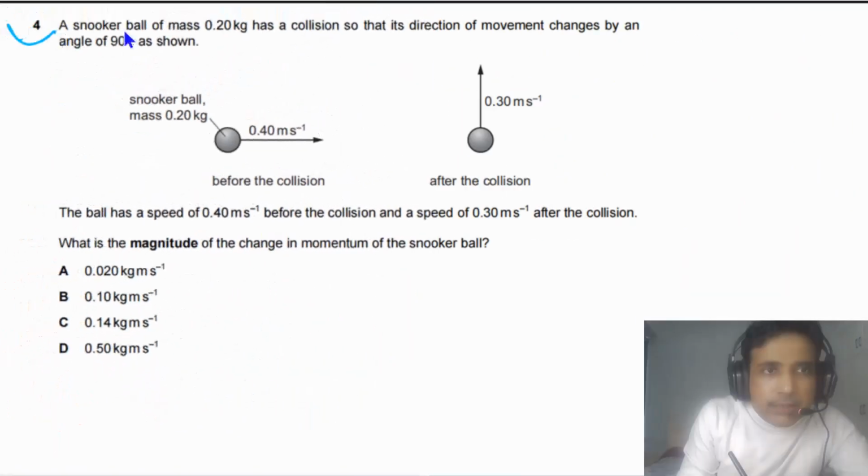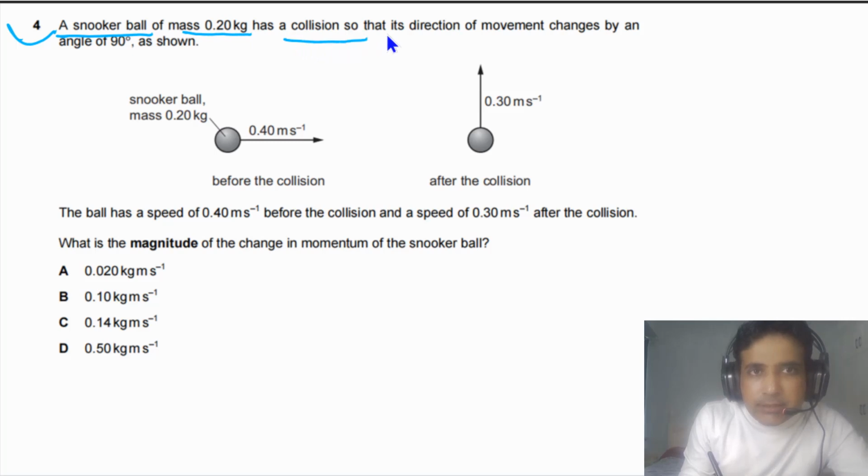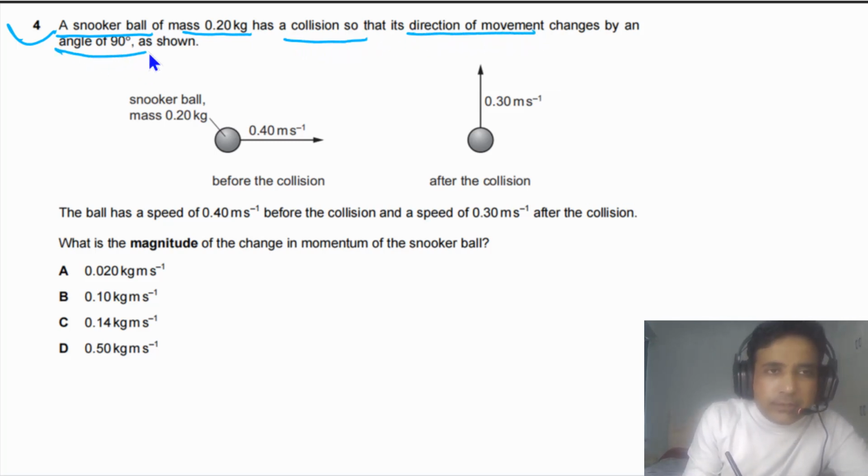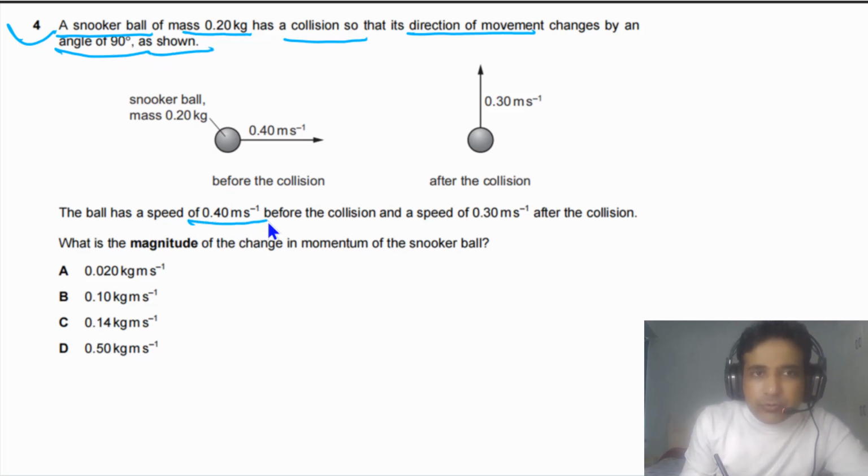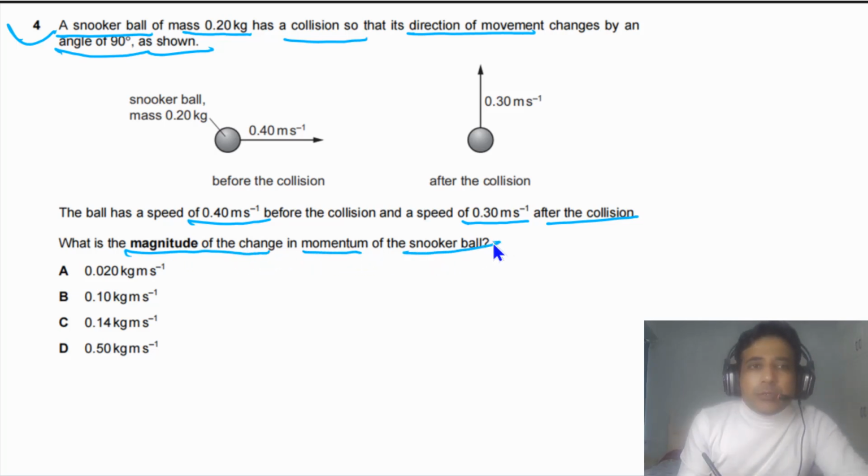Question number 4 says a snooker ball of mass 0.20 kg has a collision so that its direction of movement changes by an angle of 90 degrees, as shown in the figure. The ball has a speed of 0.40 meters per second before the collision and a speed of 0.30 meters per second after the collision. We need to find what is the magnitude of the change in momentum of the snooker ball. So this ball has initial momentum.